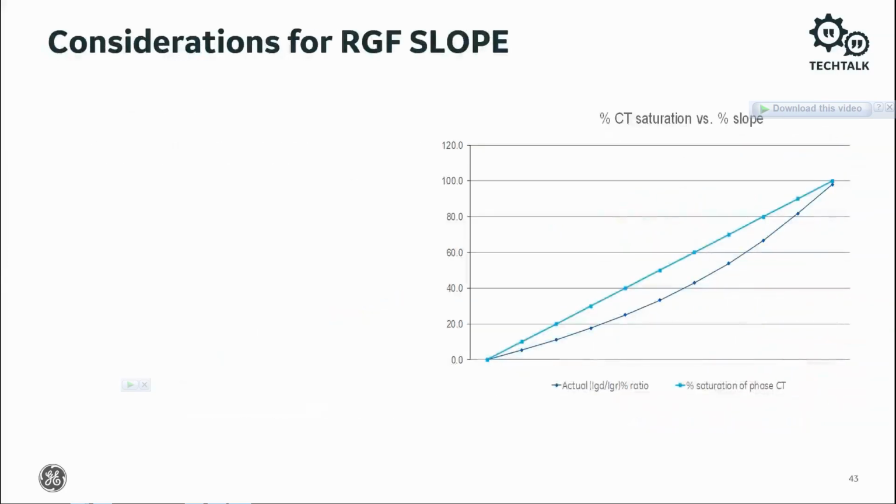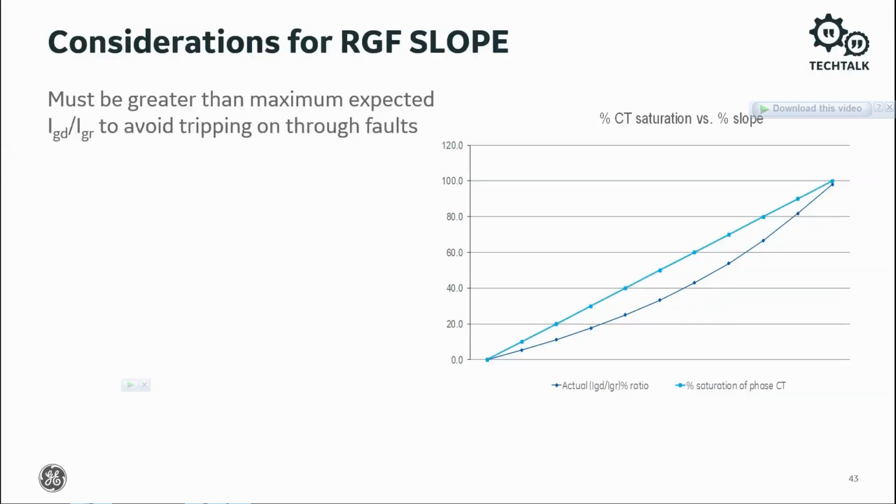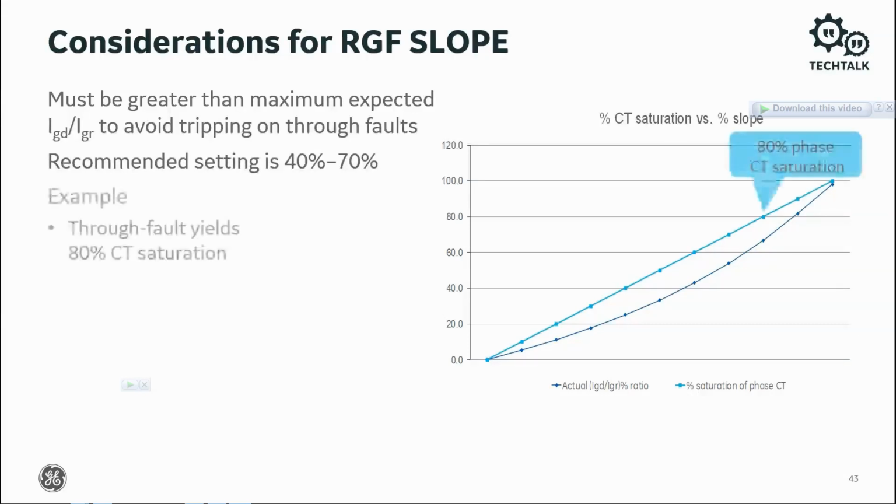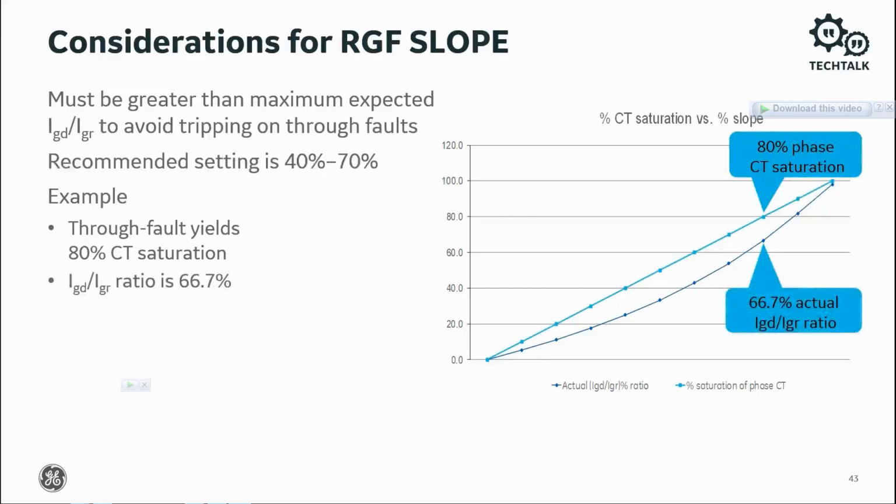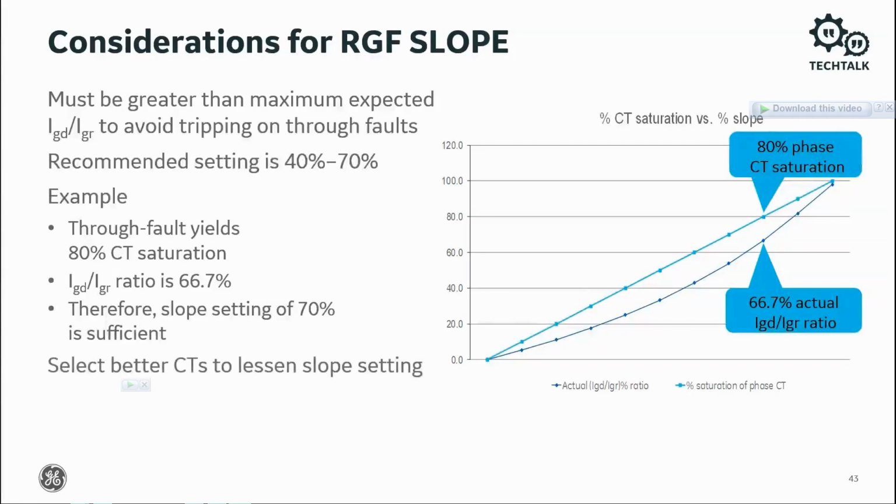Here are some considerations for the slope setting. It must be greater than the maximum expected differential, IGD, divided by IGR, to avoid tripping on through faults. The recommended setting is 40 to 70%. An example estimates the through fault CT saturation at 80%. The RGF differential for this through fault is 66.7%. Therefore, set the slope to 70%. Selecting better CTs means that you can lessen the slope setting.